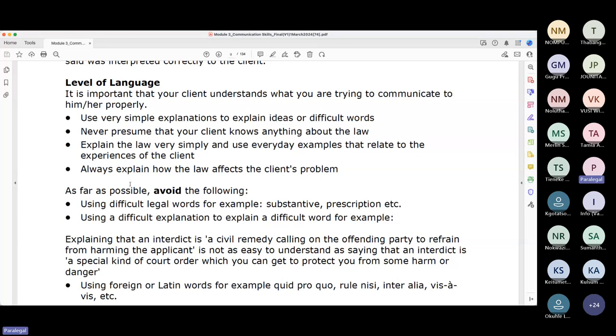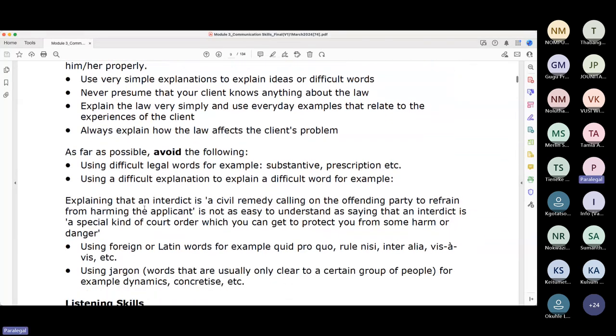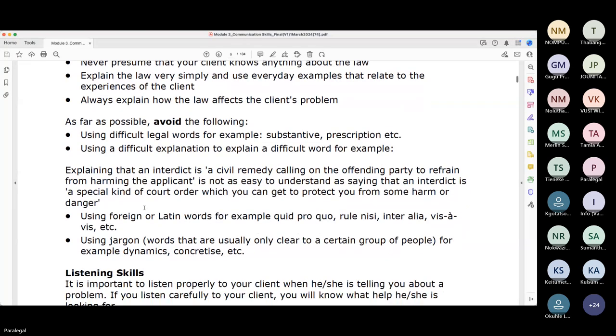As far as possible, avoid the following: using difficult language. Don't try to impress the client with jargon, right? It doesn't work. Words like "substantive prescription" — the client will say, now what does that mean?